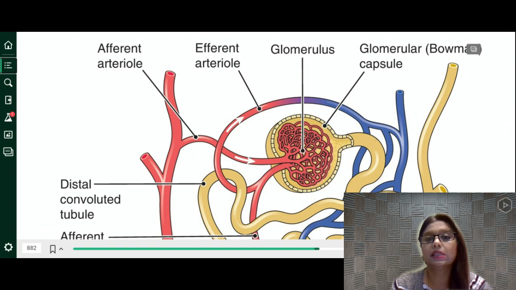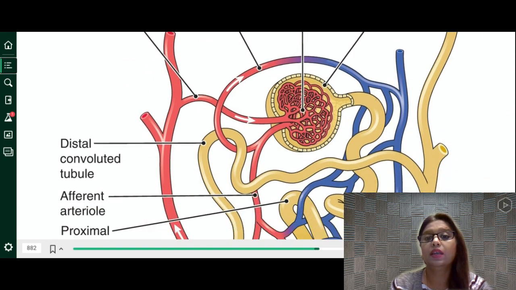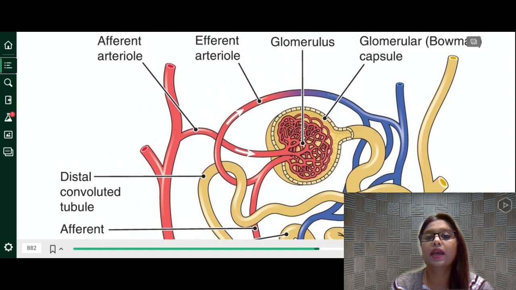This is one unit of the kidney. It is called the nephron. The nephron has a Bowman's capsule, a little capsule. You have two blood vessels: the red one coming in and the blue one going out. The afferent arteriole brings the blood in, and the efferent arteriole takes the blood out.